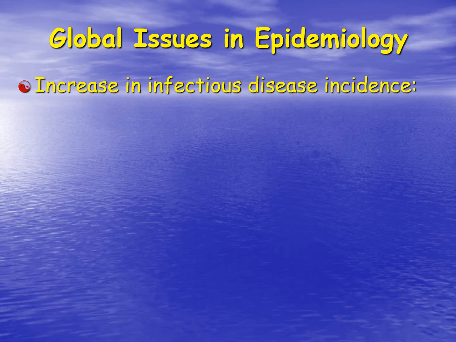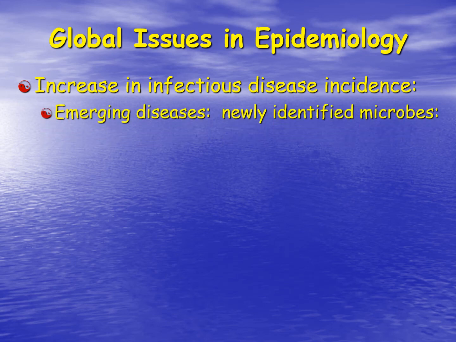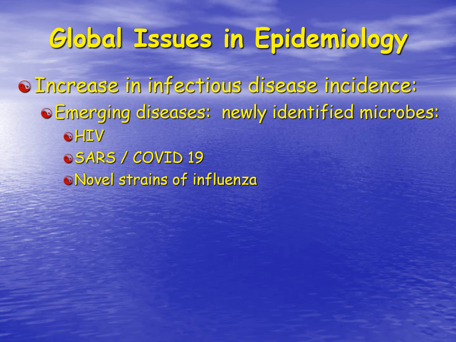Now, epidemiology looks at the global picture. We see increases in infectious disease incidence around the world. We have emerging diseases in certain parts of the world that are being spread to other parts. We have things like HIV that now are considered really endemic throughout the world, but to begin with, actually spread from centers within Africa to around the world. SARS and COVID-19. Novel strains of influenza. About every 3 to 4 years, we get a new strain of influenza virus, primarily out of the Asian region of the world.